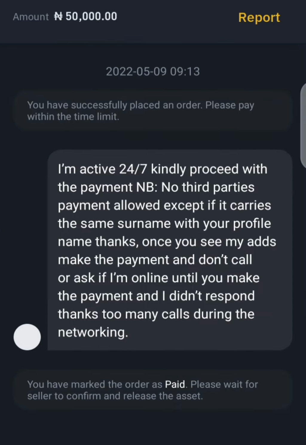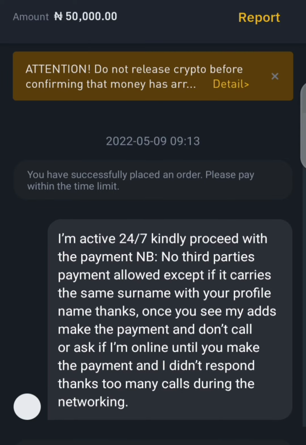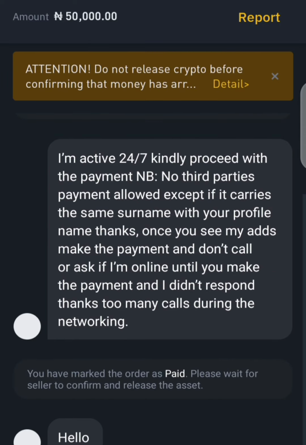Once you click on chat, then you can see Toby said I'm active 24/7. Kindly proceed with the payments. Note, no third party payment allowed except if it carries the same surname with your profile name. Thanks. Once you see my ads, make the payment and don't call or ask if I'm online until you make the payment. Did he respond? Thanks. Too many calls during the networking.